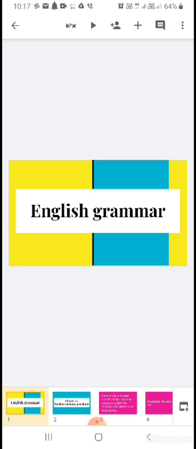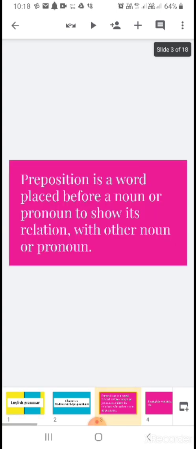Today we are going to study one new chapter in English grammar. I'm going to give you a hint. You have to find out which chapter it is. The chapter is based on the idea that whenever I have to talk about someone and tell the position where he or she lies, which kind of word do I use?